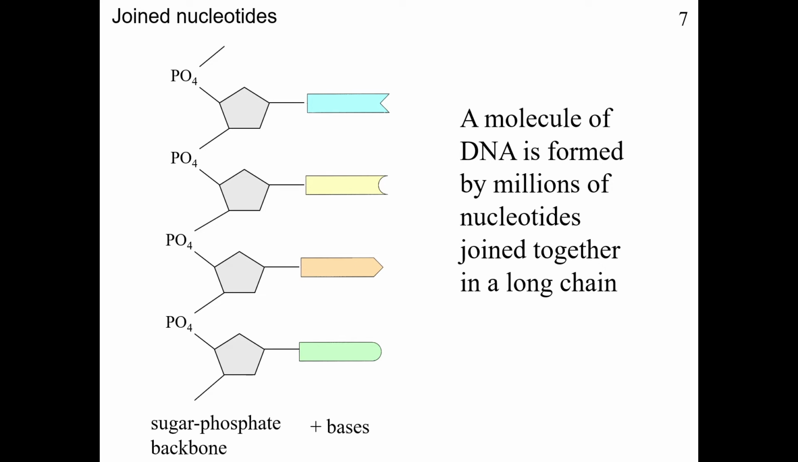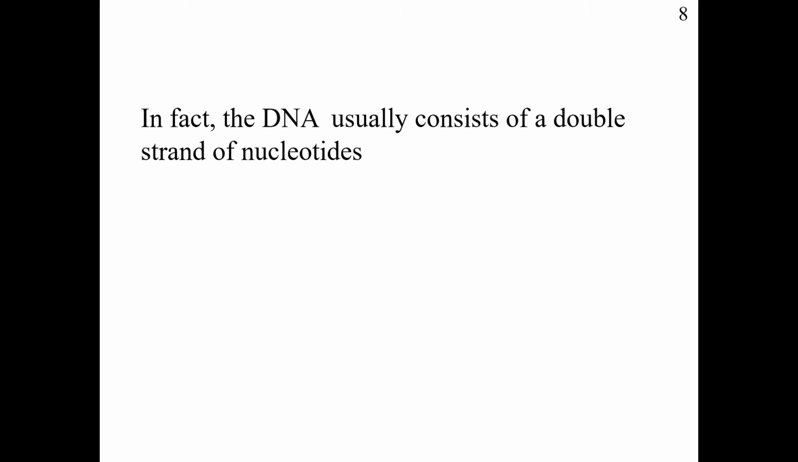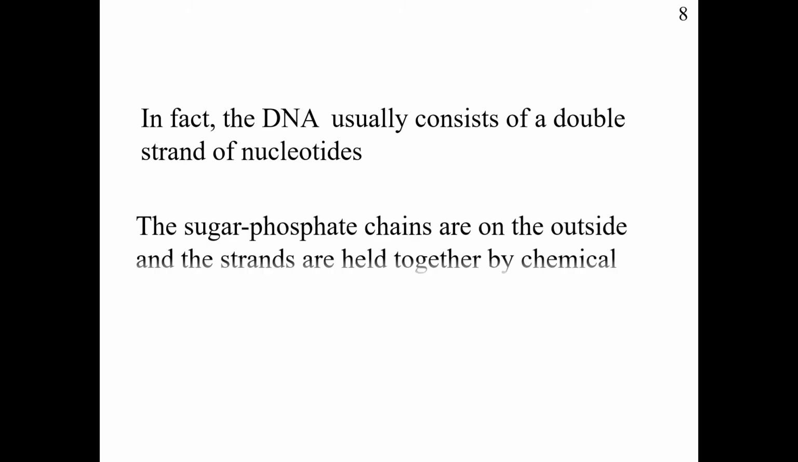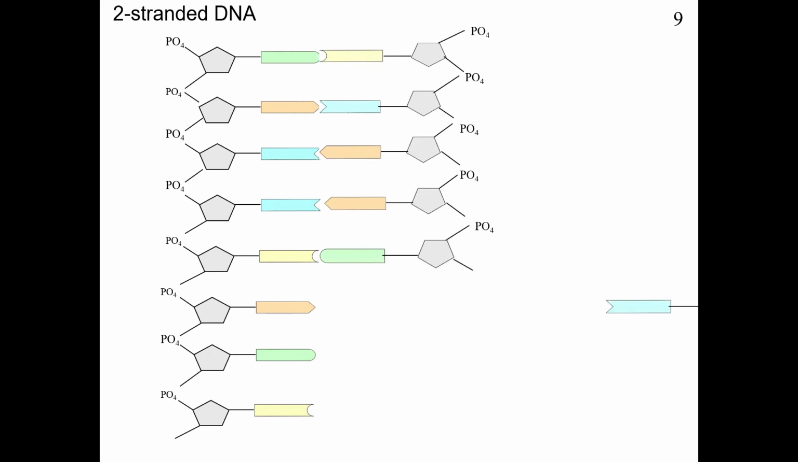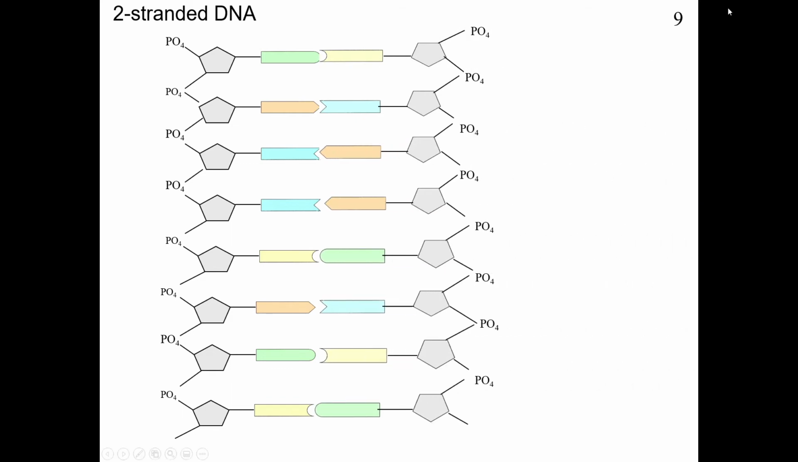So a molecule of DNA is formed by millions of these nucleotides joined together in a chain. As you can see, the sugar and the phosphate creates this kind of ladder, and then each base is in the center there. So DNA usually consists of a double strand of nucleotides. So the sugar-phosphate chains are on the outside, and the nucleotides are in the middle, bonding together, and it makes a kind of ladder. So this is what 2-stranded DNA would look like. As you can see, we've got our bases attached, and we've got this double strand of phosphates.